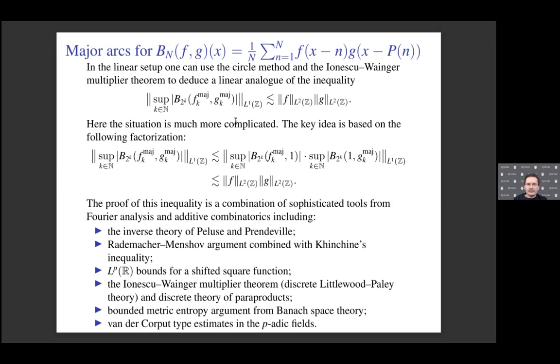The key idea is based on the following factorization. Here we at some point observe that there is some hope to factorize this maximal function and replace the bilinear maximal function by the product of maximal functions corresponding to the linear averages.